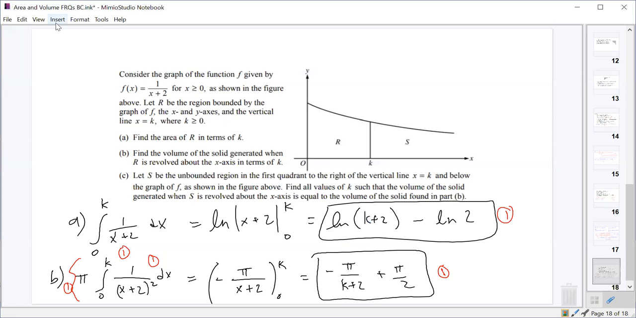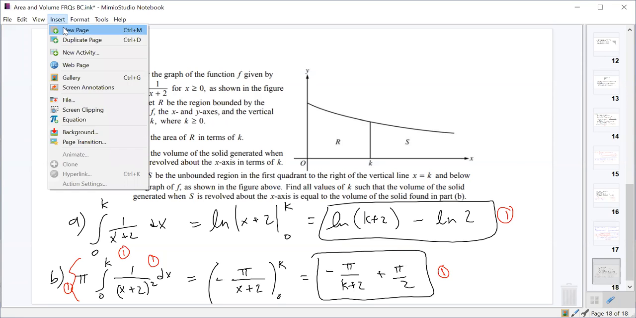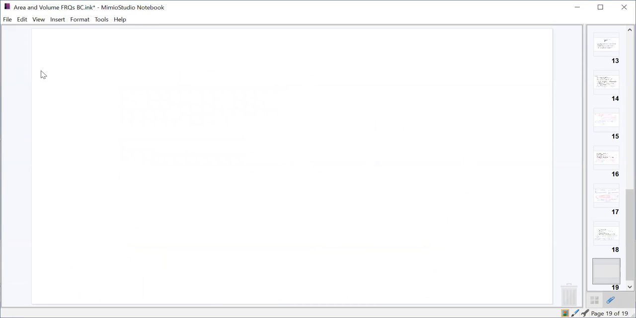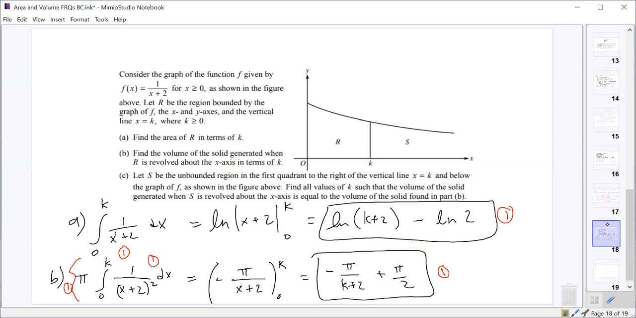Okay. Then for the part where we had to know some actual BC stuff here. So part C was asking us to take the region S, that's the unbounded region in the first quadrant, right of this vertical line x equals k. We want to find all values of k such that the volume of the solid generated when we revolve S around the x-axis is equal to the volume of the solid we got in part B.